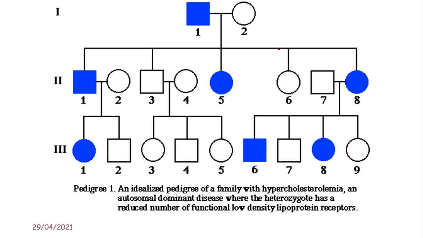What we've got here is male and female. Male and female are always squares and circles, and the coloured in one is always affected individuals. So we've got an affected individual in the 1st generation with someone in the 2nd generation. They have 1, 2, 3, 4, 5 children. 3 of them are also sufferers. 2 of them aren't. So start to have a think what this might suggest.